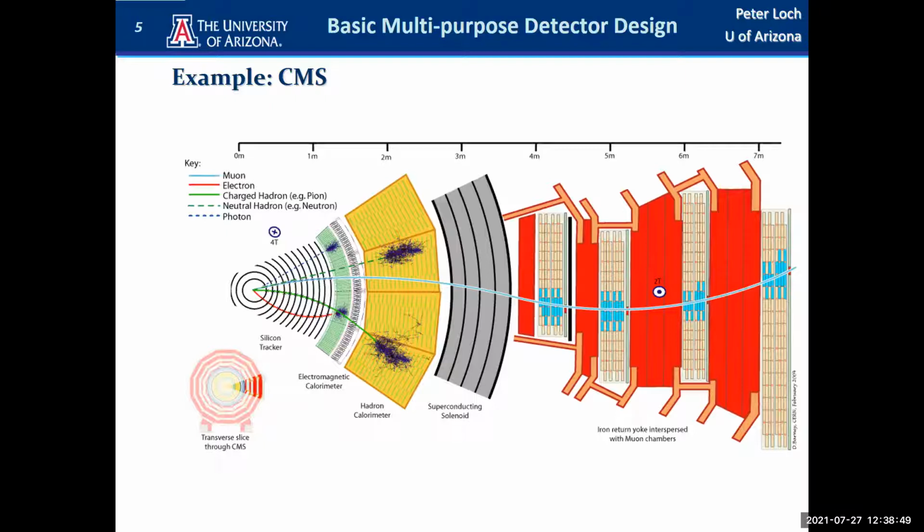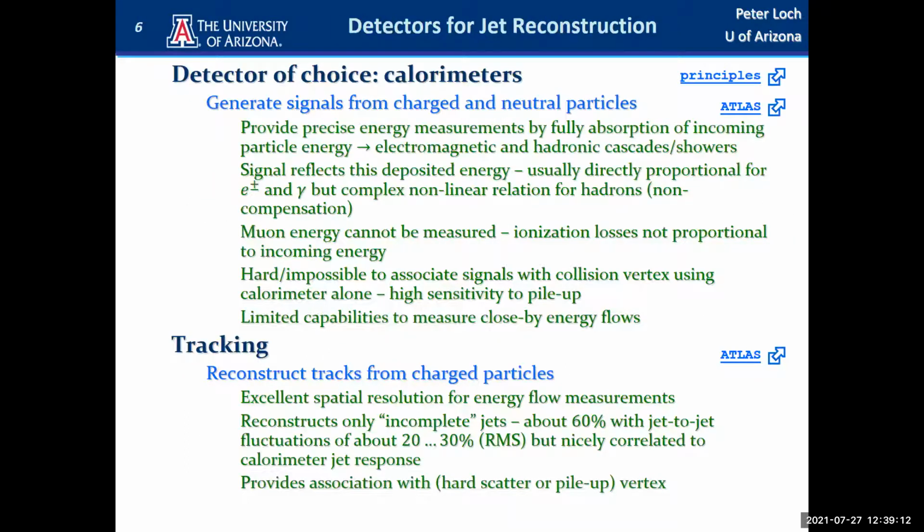They're not very important in the context of measuring jets, even though, as we saw yesterday, there are some conventions about what to do with muons if they are found inside a jet. This is what the analysis goals need. So the detector of choice for jet reconstruction is the calorimeter, because it has the ability to generate signals from charged and neutral particles.